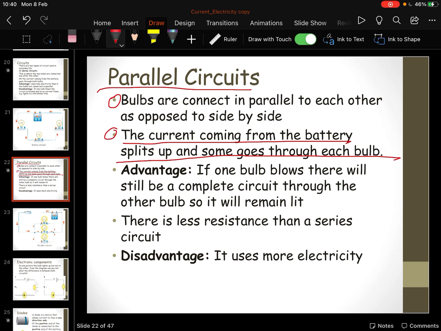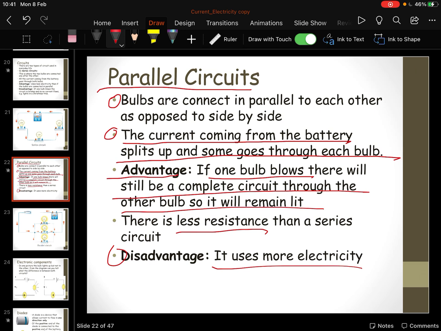If the bulbs are the same strength, you'll get equal current going through each. But if the bulbs are of different strength, then the current is different through each bulb. Of course, again, your advantages. If one goes, there will be a complete circuit through the other bulb, so it remains lit. So if one bulb goes, everything stays on, whereas in a series circuit, if one thing went, they all went out. The second advantage is that there's less resistance. The disadvantage is it uses more electricity, so it's more expensive.